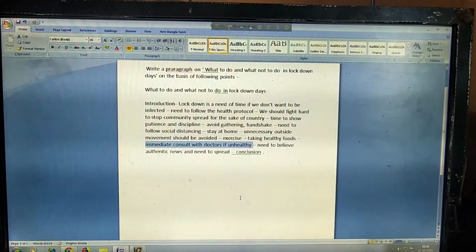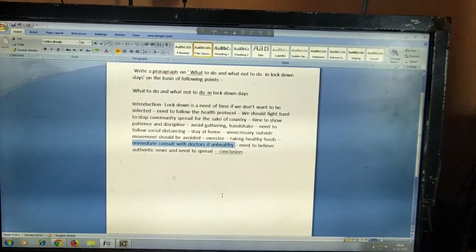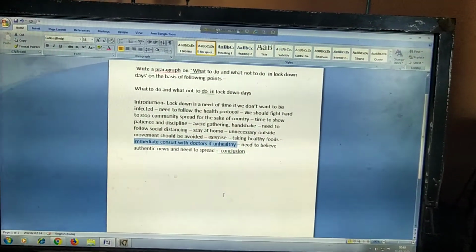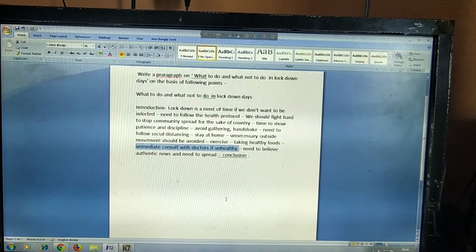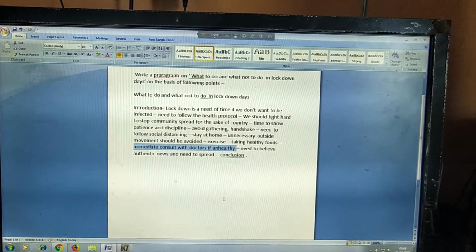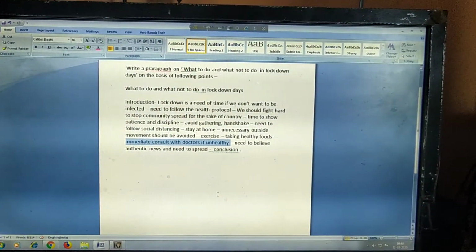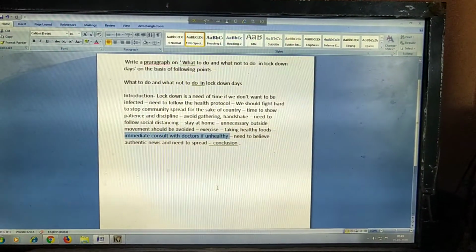So, it is also a kind of duty to spend our days in lockdown, and we need to do that for the welfare of our society, people, and country.